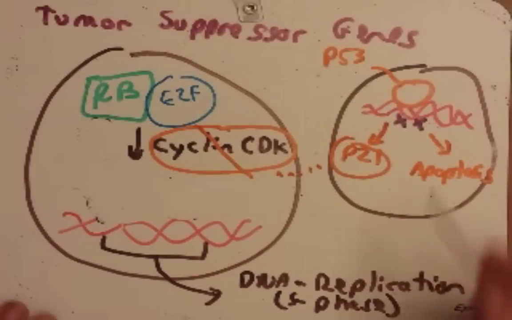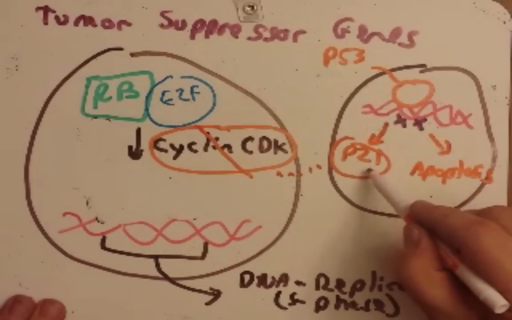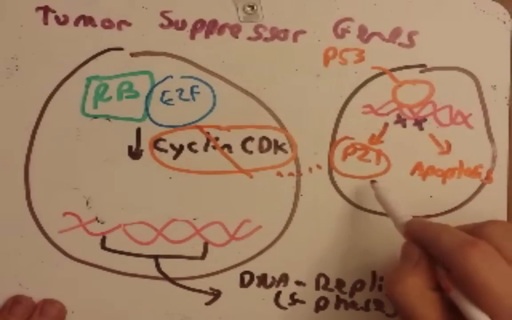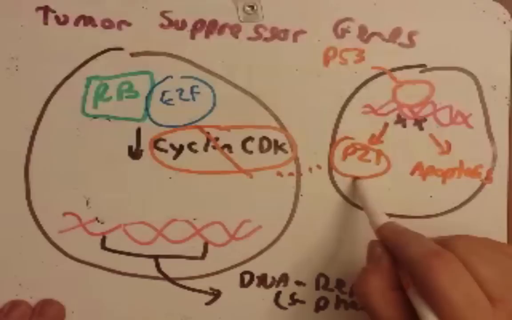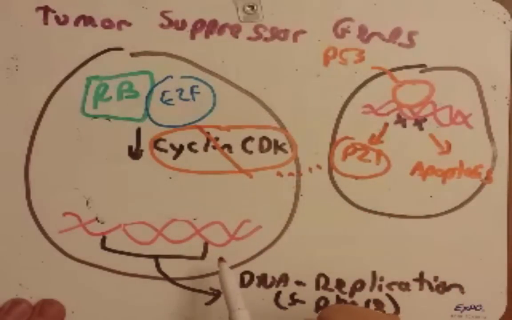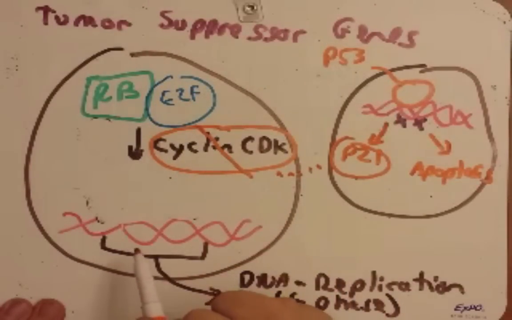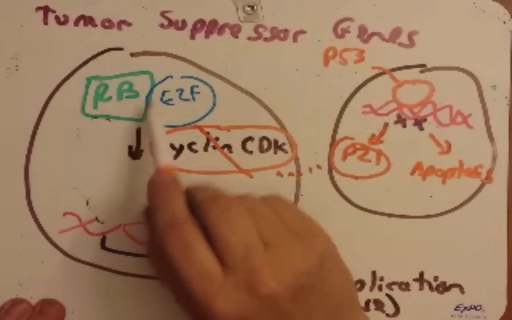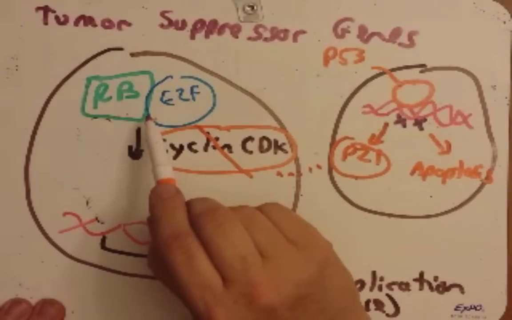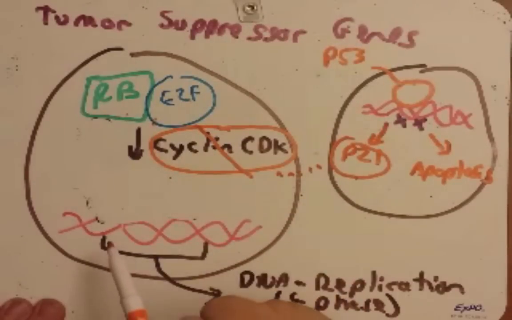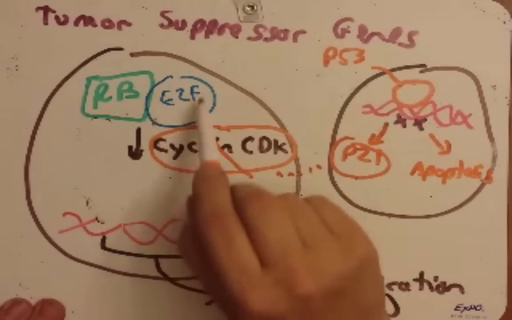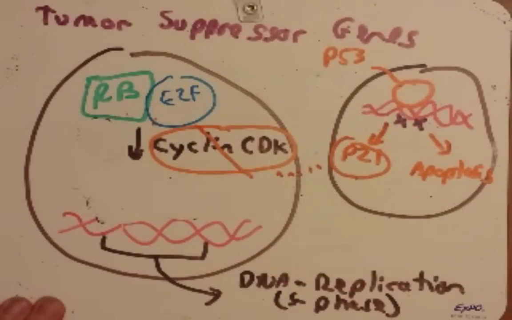So again, p53 makes p21 because it wants to stop the cell cycle. An effective way to stop the cell cycle is to block cyclin CDK. If you block cyclin CDK, it cannot phosphorylate retinoblastoma. By doing so, it's always going to remain bound to E2F. As long as it's holding on to E2F, you're stopping the cell cycle.